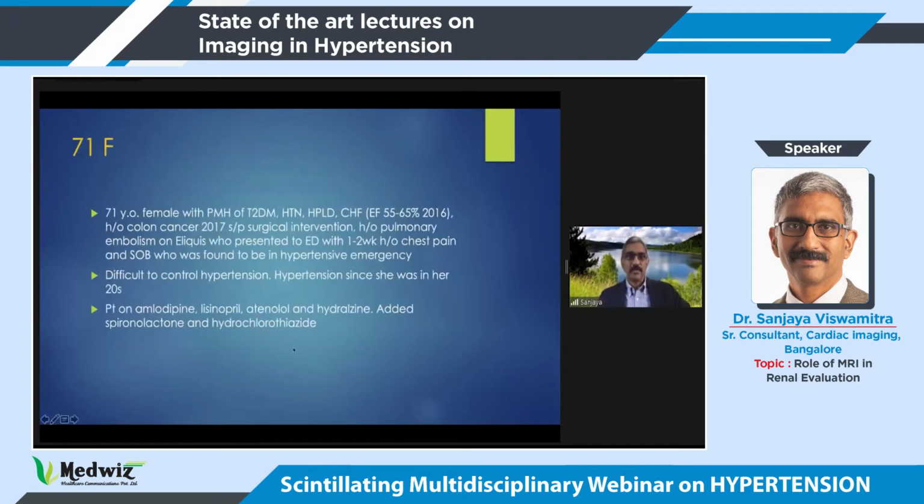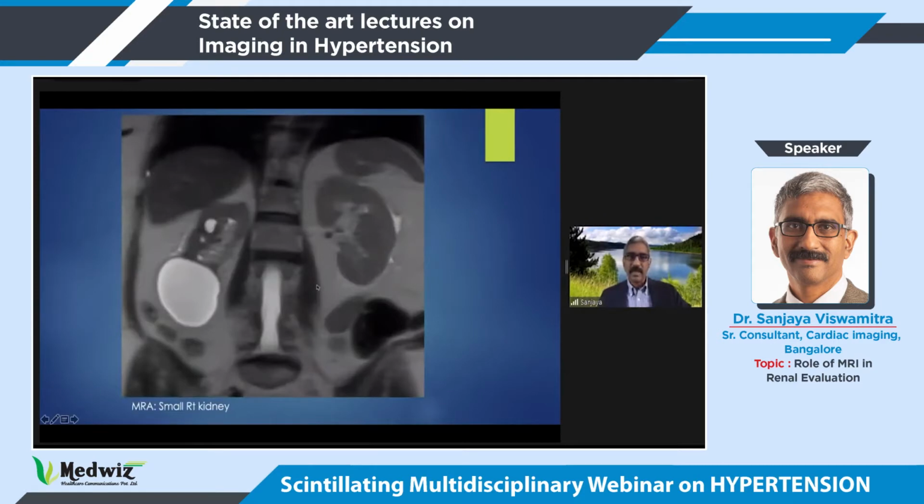Here is a 71-year-old female who came to us with a past medical history of type 2 diabetes, hypertension, hyperlipidemia, congestive failure, had a history of pulmonary embolisms and Eliquis, and was found to have hypertensive emergencies. Very difficult to control hypertension. Her hypertension started in her late 20s. She was already on multiple blockers and multiple treatments of hypertension, and the ED added 2 more antihypertensive medications, as you can see.